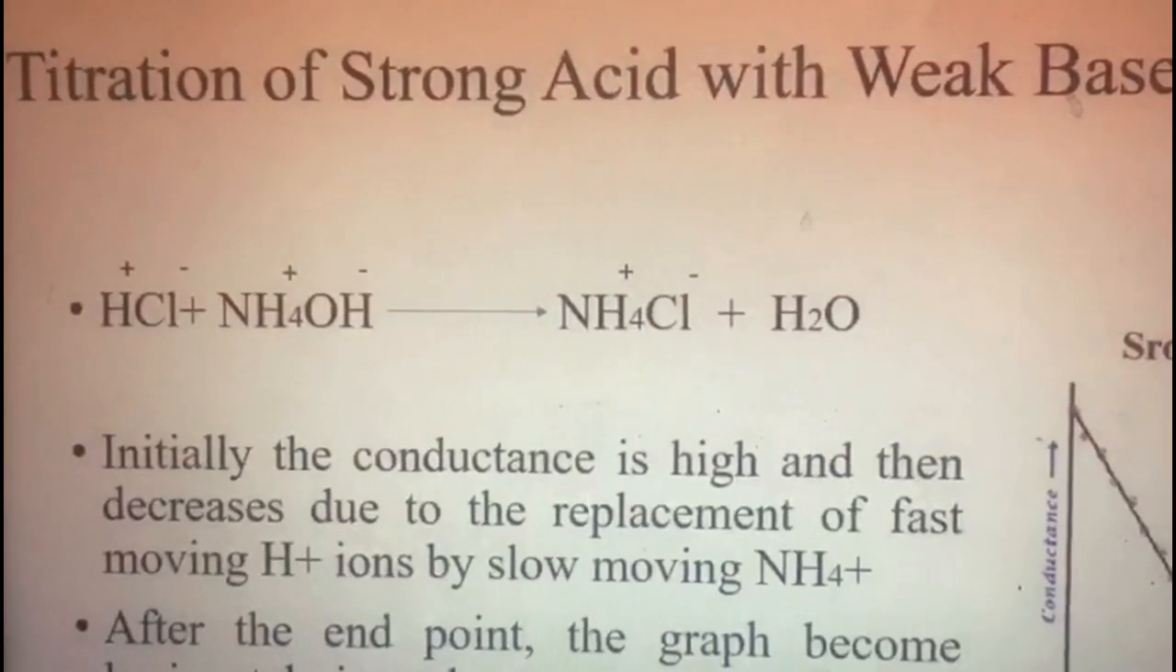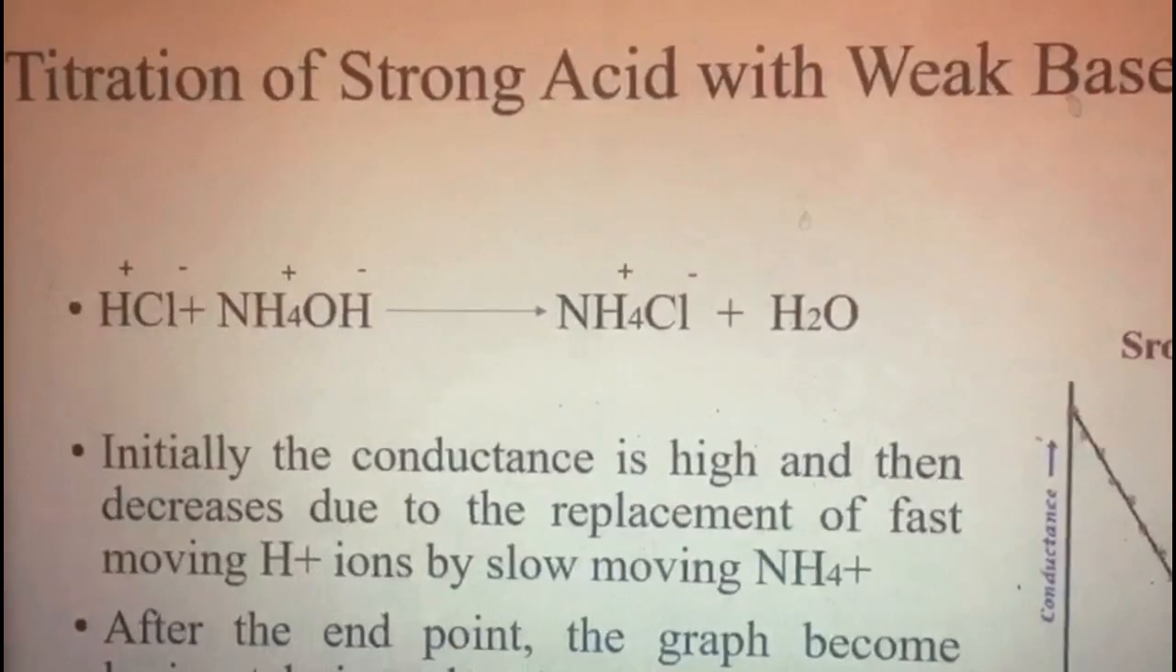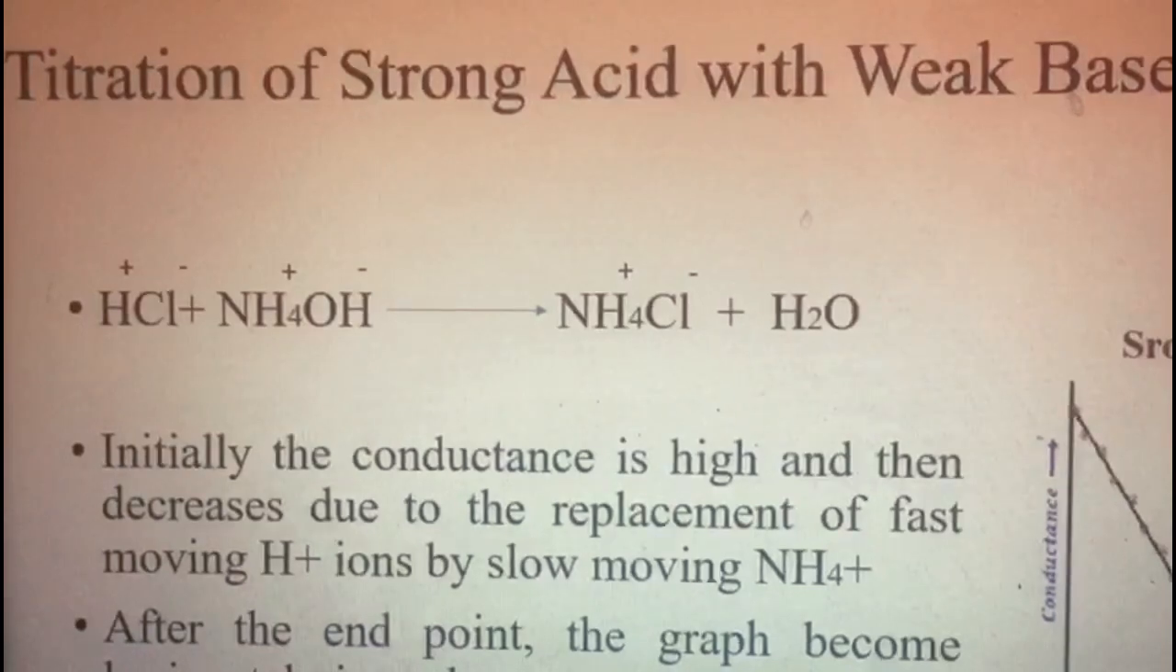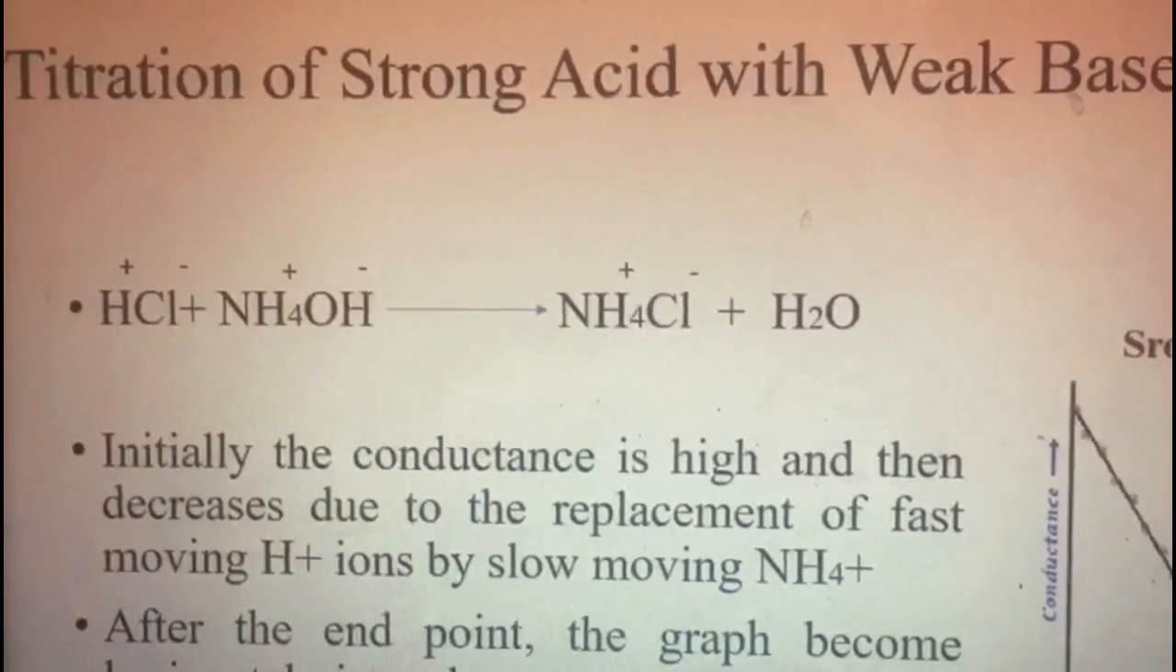Next is titration of strong acid with weak base. An example is hydrochloric acid with ammonium hydroxide, that will form ammonium chloride and undissociated water molecule. Here HCl will be in the conductivity cell, then the conductance of HCl will be measured. Ammonium hydroxide will be taken in the burette and added 1 ml, 2 ml like that. A small quantity will be added, then stirred, and the conductance will be measured.